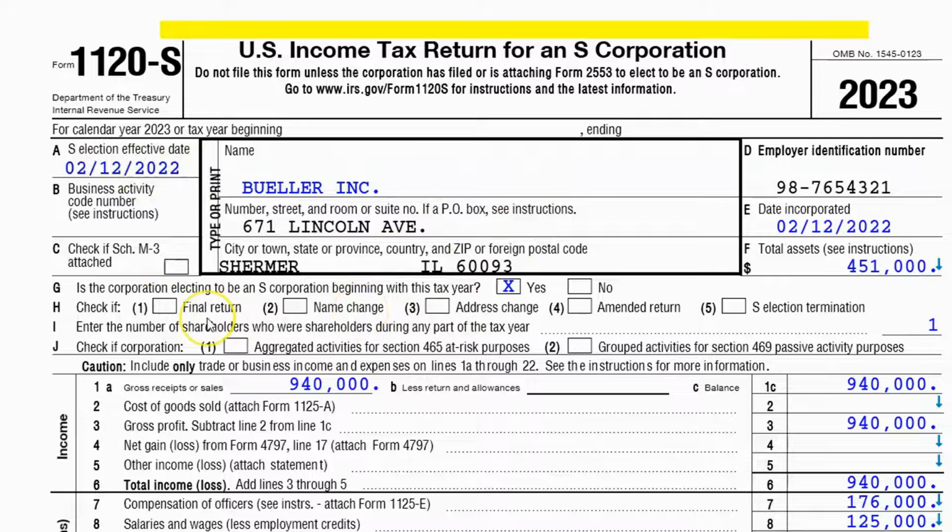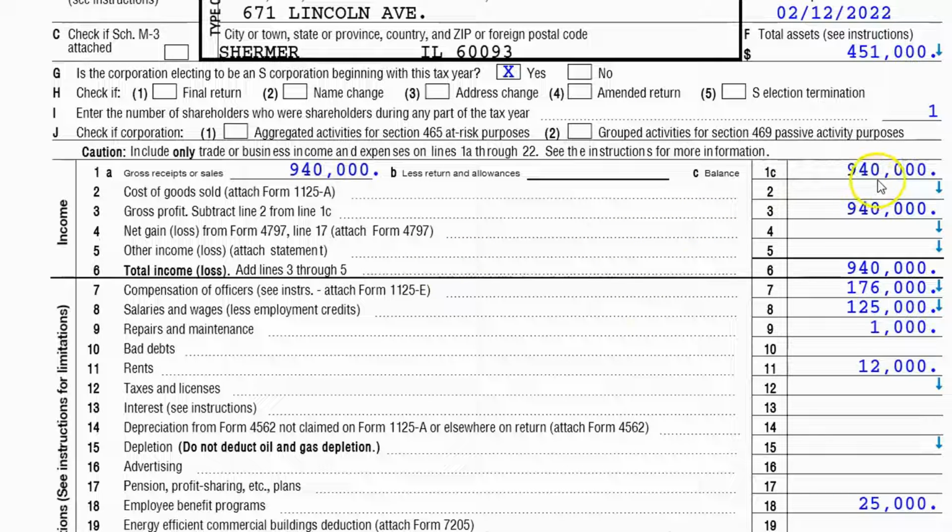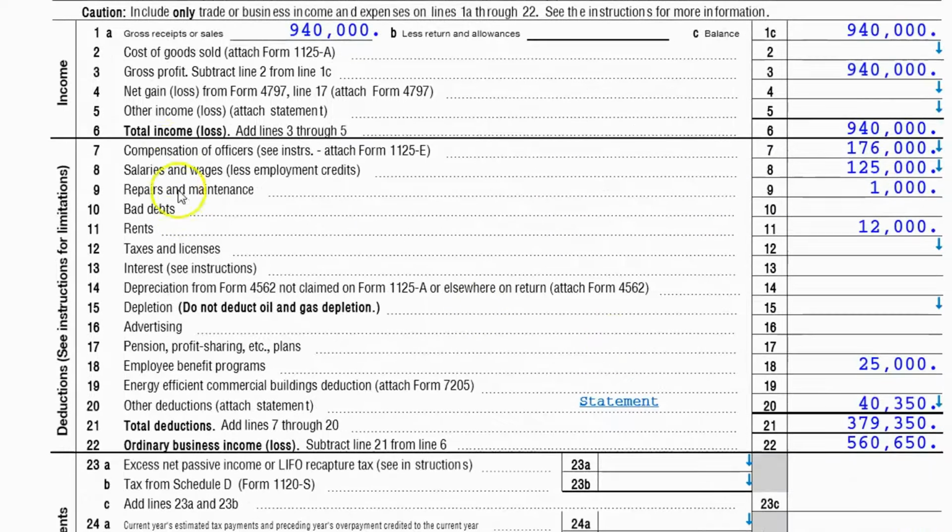And if this is your first return, you indicate this is a first return. But this page 1 essentially just tells the IRS, here's how much revenue we had as a business. This is what the owner got paid. Here were the other salaries and wages. And items 7 through 22 are like your deductions, right? So you start out with $940,000 of revenue. Here are all the deductions afterwards: employee benefit programs, rent, repairs and maintenance, and all other deductions. They get itemized elsewhere on the return.